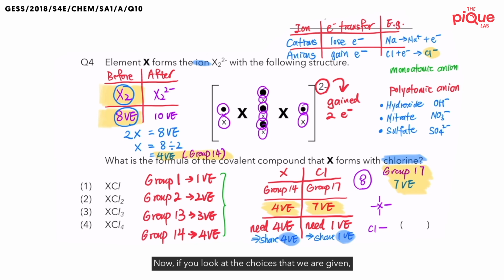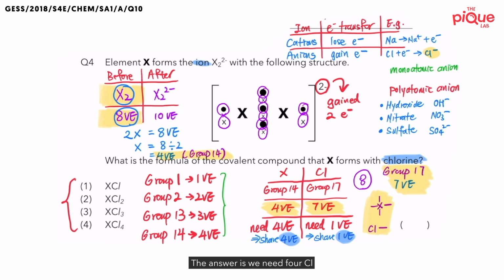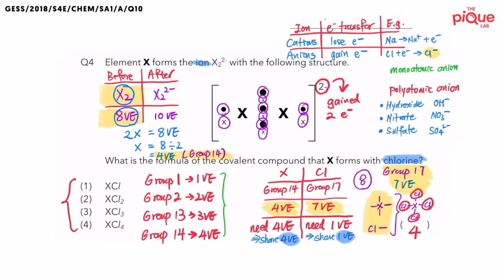Now, if you look at the choices that we are given, we can see that they only differ in the number of Cl. So if you look at our structure over here on the right hand side, how many Cl do you think we need in order to connect to X such that there are no more free hands left behind? The answer is we need 4 Cl, and we will obtain the structure over here. Therefore, we will need 4 Cl. The answer will be option 4.